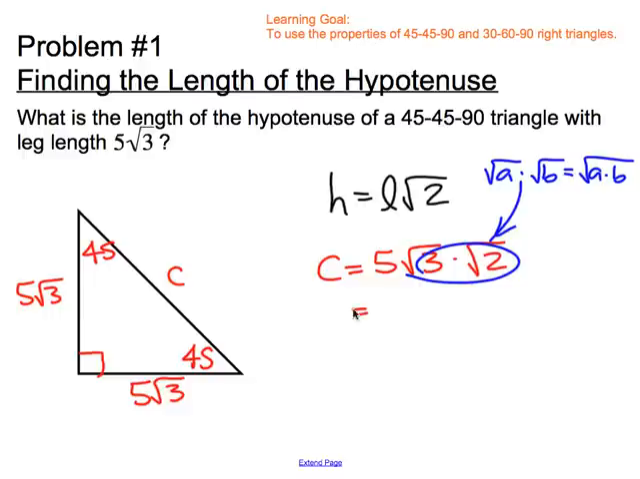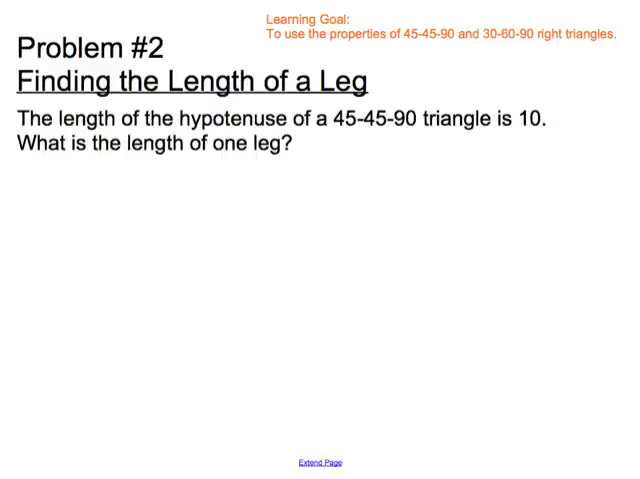So in this case, the length of C equals 5 times the square root of 3 times 2. And then C must equal 5 times the square root of 6. So this length is 5 times the square root of 6. Based on what we learned in section 8.1, we could use the Pythagorean theorem in order to check this answer. A second type of question will give us the length of the hypotenuse and ask us to find the length of a leg.